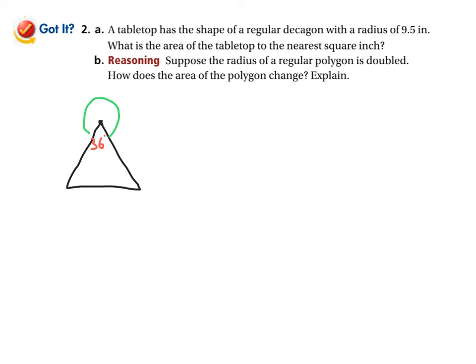The radius goes from the center to the vertex, so this is 9.5 inches here, okay? Now, if we were to drop an apothem down right here so that we formed a 90-degree angle, then we'd split that central angle in half, and what we get then is this triangle right here. We get that.